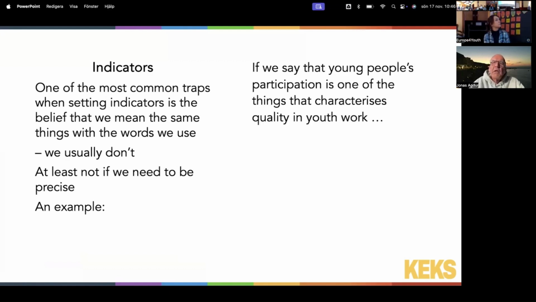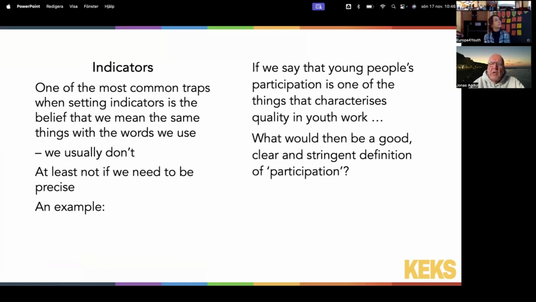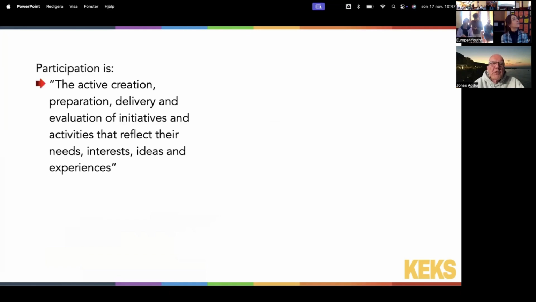An example. If we say that young people's participation is one of the things that characterizes quality in youth work, and this is in all, I would say, policy documents that you could find, both on a national, European, and perhaps also on a local level, what would then be a good, clear, and stringent definition of participation? Participation is the active creation, preparation, delivery, and evaluation of initiatives and activities that reflect their needs, interests, ideas, and experiences. This is the definition of participation today.